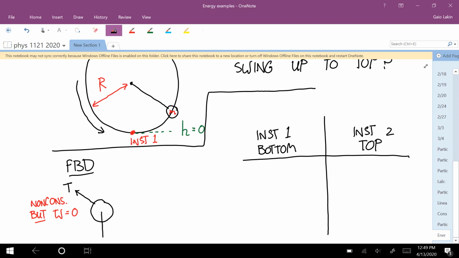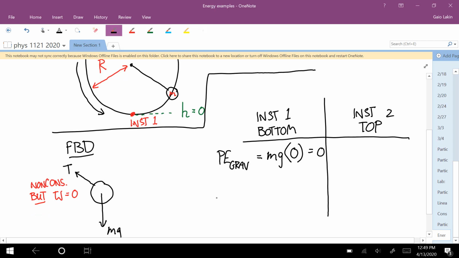Okay, so what's the potential energy due to gravity when the object's at the bottom? It's equal to its mass, m, times 9.81 meters per second squared, times its height, and at this instant we've chosen that to be height equals 0, so the gravitational potential energy is 0.